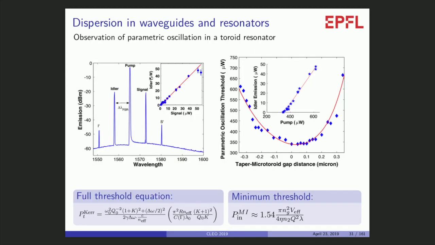Now, gladly, however, there's a very simple way to derive the parametric threshold within a factor of 2, by noting that the parametric threshold coincides with the Kerr frequency shift being equal to about half the line width. So if you pump the cavity, there's a Kerr frequency shift of the cavity mode. When that equals kappa over 2, that actually coincides with the threshold of the parametric instability.